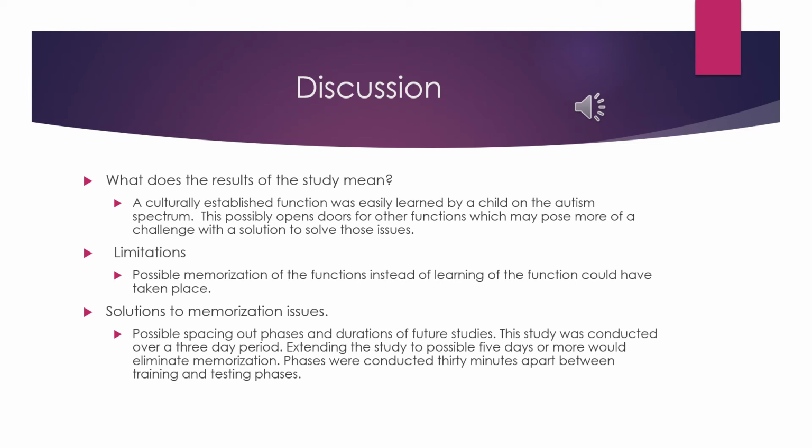Okay, so for discussion, what do the results of this study mean? Well, a culturally established function was easily learned by a child on the autism spectrum. This possibly opens doors for other functions which may pose more of a challenge, with a solution to solve those issues. Limitations could be that possible memorization of the function instead of learning of the function could have taken place.